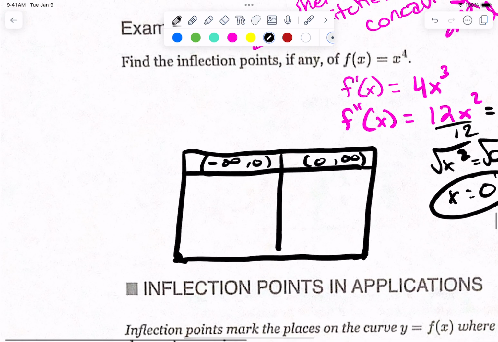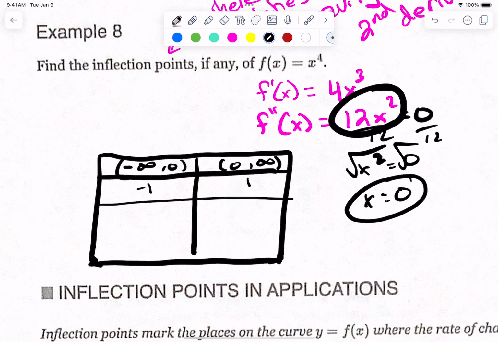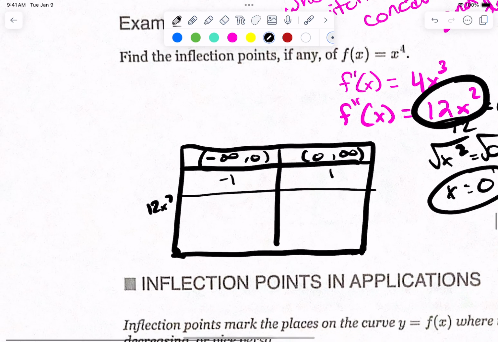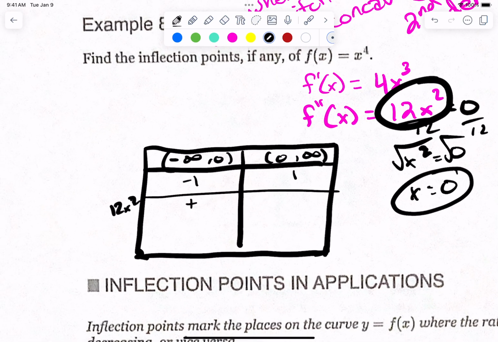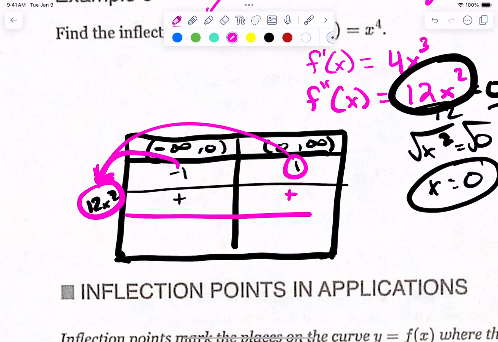Okay, so if we pick a test point, let's pick -1 and +1 into the second derivative, 12x squared. If I plug -1 in, I get a positive. Wait a second. 12x squared is my second derivative, right? If I plug -1 in there, I get a positive, right? If I plug a +1 in there, I also get a positive, because they're the same. Which means he's concave up, and then he's concave up again.